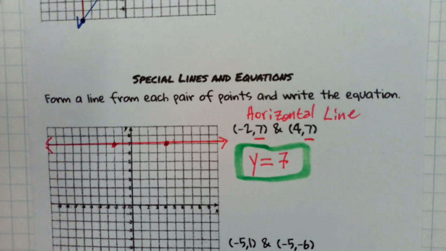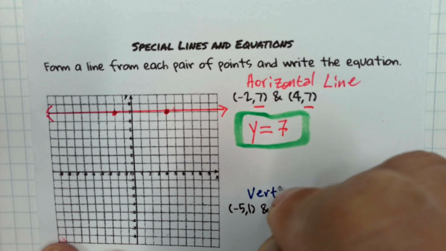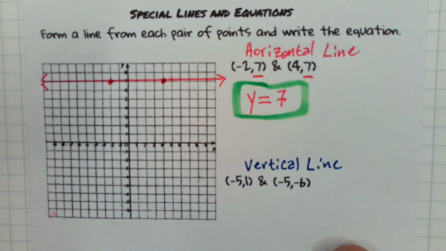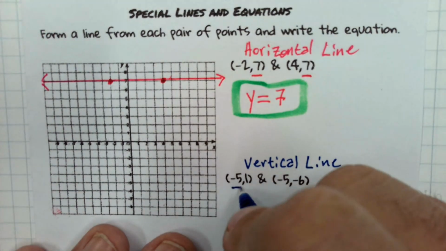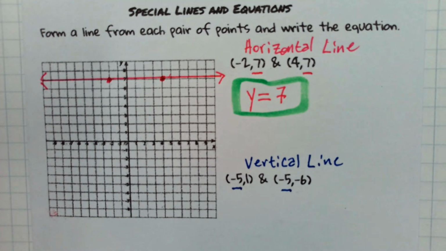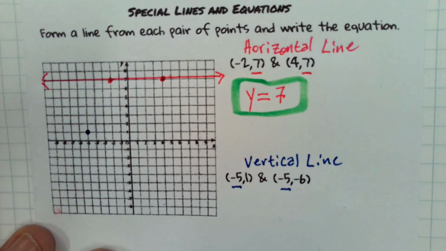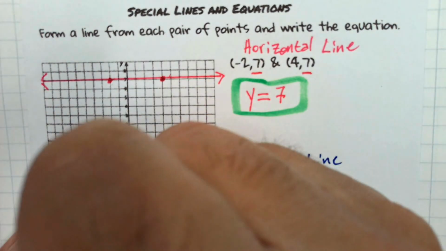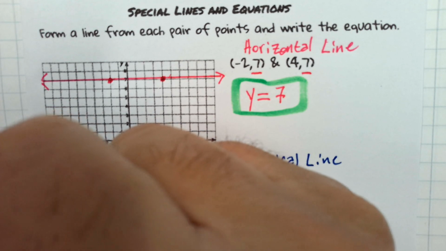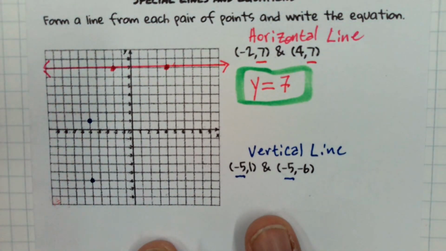The next one's going to give us a vertical line, the next two points. What do you notice about these coordinates? They both have -5, and the -5 is in the x position. See? It's where x should be. So let's plot these points, and they're going to give us a vertical line. We want (-5, 1) right there. And then the other point is (-5, -6). 2, 3, 4, 5, 6, right there. Do you see the line we're going to get there? A line that goes straight up and down.